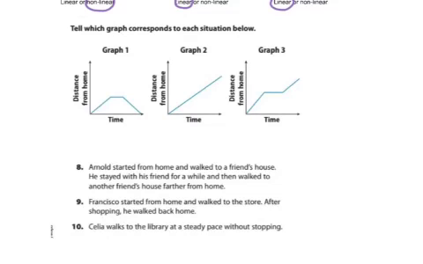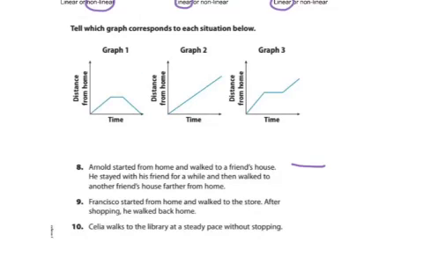Okay, so Arnold started from home and walked to a friend's house. He stayed with his friend for a while and then walked to another friend's house, which is further from home. So first thing we know is that he walked to his friend's house and then he stayed for a while. That means his distance did not increase anymore, so his distance would be flat. His distance from home did not change. So it's either going to be graph 3 or graph 1.